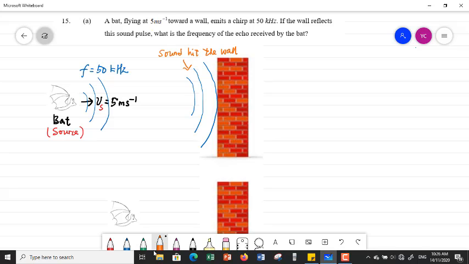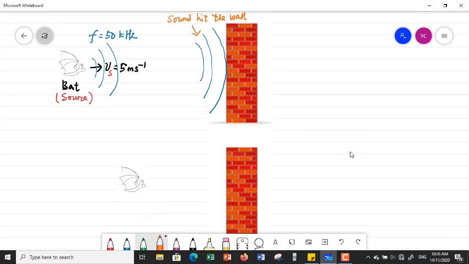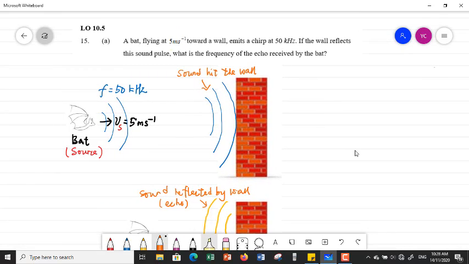Then what happens after the sound hits the wall? So the sound will be reflected. I repeat, the sound will be reflected by the wall after it hits the wall. So this reflected sound is what we call an echo. So we want to find the frequency of the echo received by the bat.